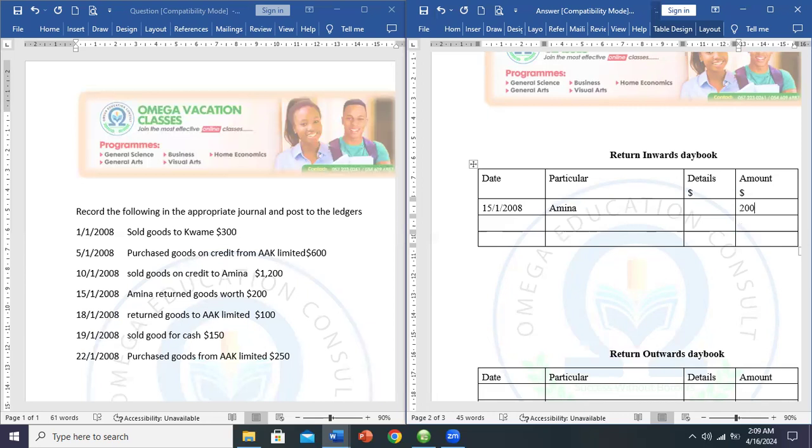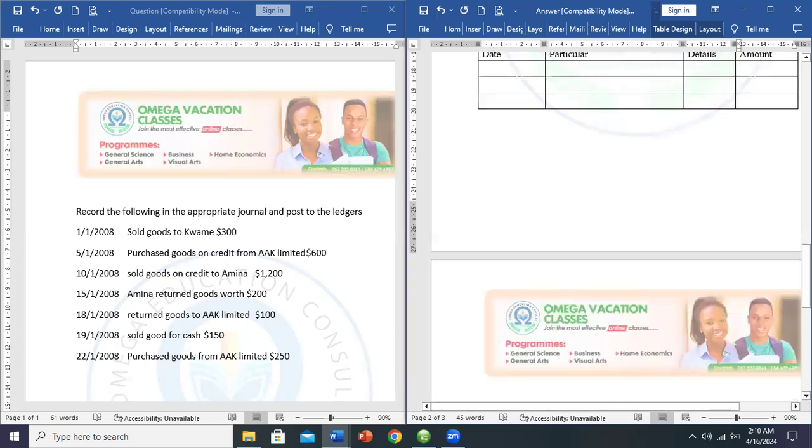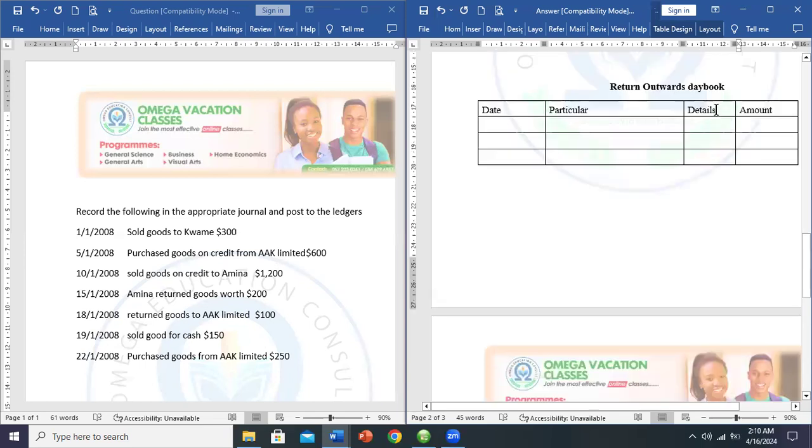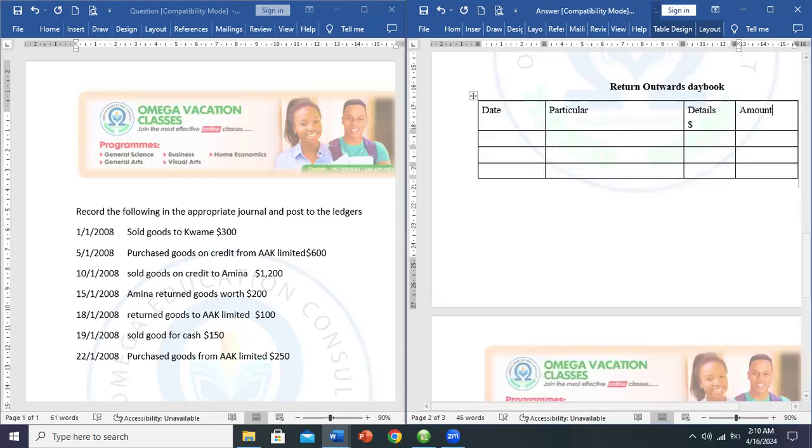The next one, which was on the 18th, returned goods to AAK. So that was return outwards. So let's do for the return outwards. So 18th January 2008. AAK Limited. $100. Okay. Now on the 19th, an interesting one.